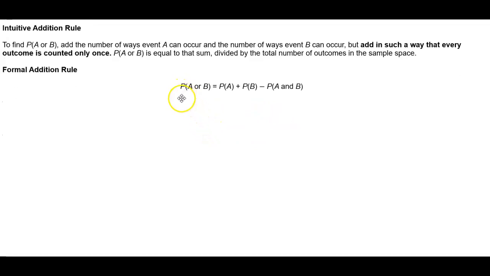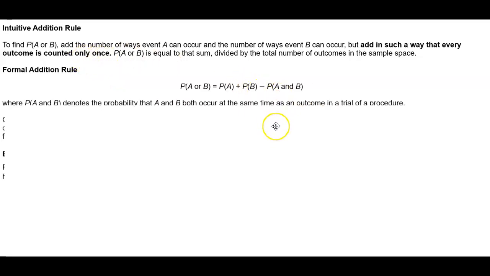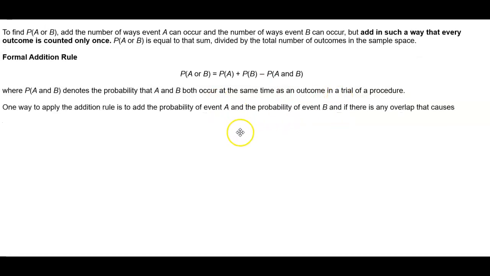We would say that the probability of event A or B is equal to the probability of event A plus the probability of event B minus the probability of A and B. Now, the reason why you have this formal addition rule is because this takes care of getting rid of that value that may be added more than once. So again, probability A and B denotes the probability that A and B both occur at the same time as an outcome in a trial of a procedure.